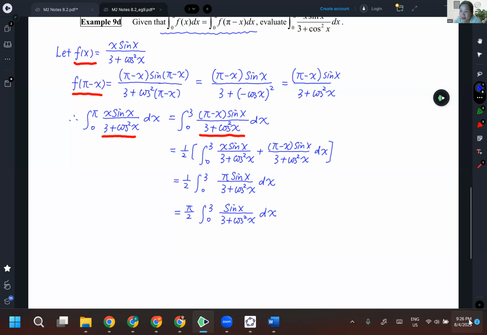Okay, now to figure out this one, you can't use the identity again. You simply can't. So here I'm going to use all my techniques.